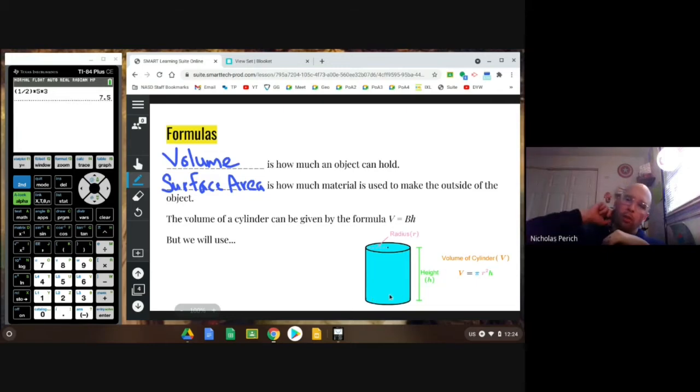B stands for the area of the base, but I don't like that. This is the equation we will use. Memorize it. The volume of a cylinder is V equals, what the heck is that symbol?